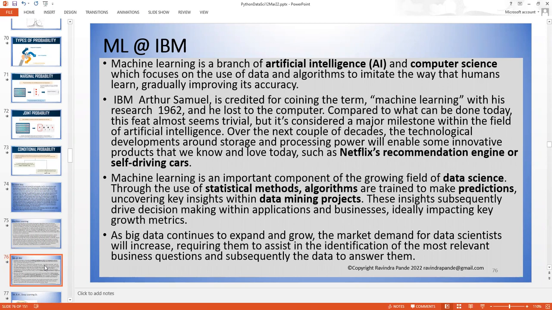He lost to the computer compared to what can be done today. The speed almost seems terrible, but it's considered a major milestone within the field of AI. Over the next couple of decades, I mean decades, yes, decades, not years, the technological development around storage and processing power enabled us to innovate products as we know them today, such as the Netflix recommendation engine or self-driving cars.